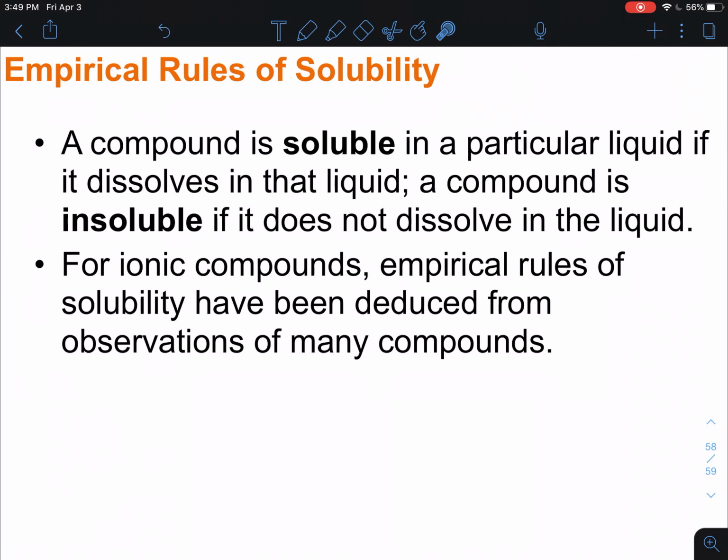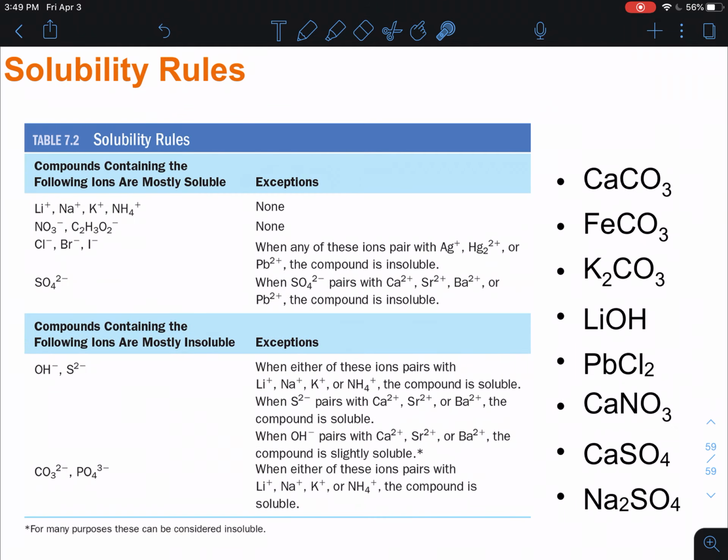It's important for you to understand the rules of solubility. You don't have to memorize any of these things. There's a table that you'll have to understand and that you'll have to read. So a compound is soluble in a particular liquid if it dissolves in that liquid. A compound is insoluble if it does not dissolve in the liquid. Pretty straightforward. For ionic compounds, empirical rules of solubility have been deduced from observations of many compounds. And this is the chart. This is the solubility chart.